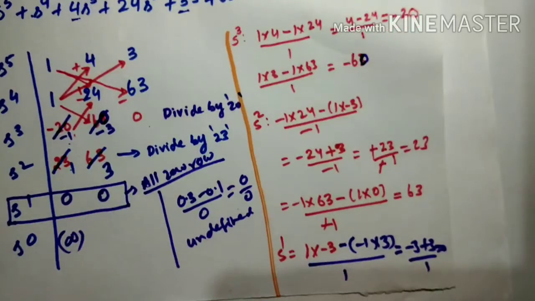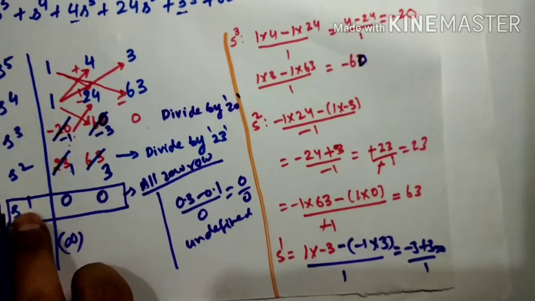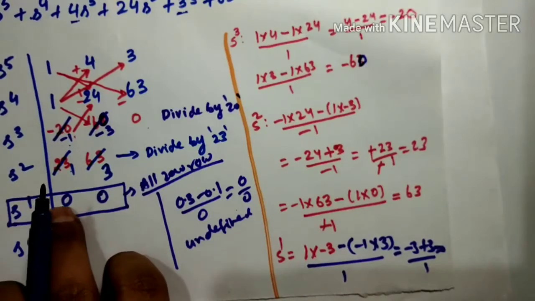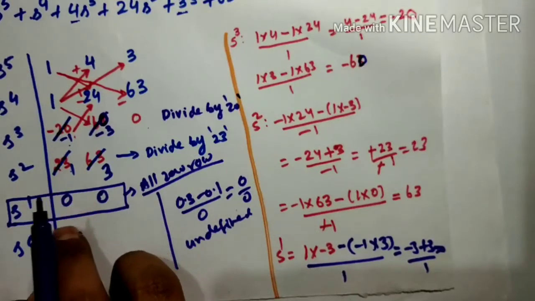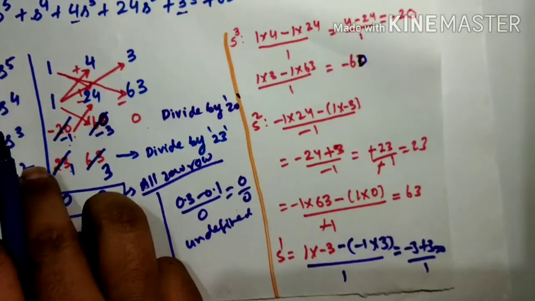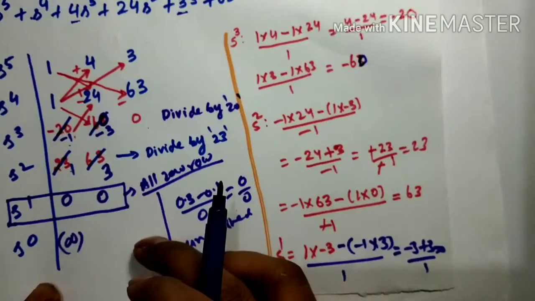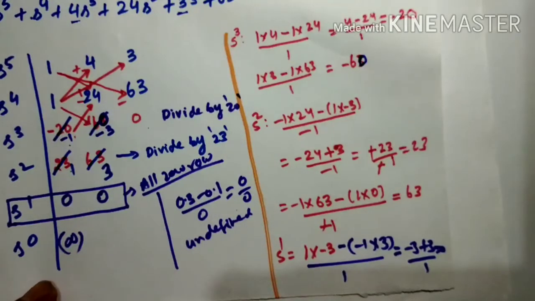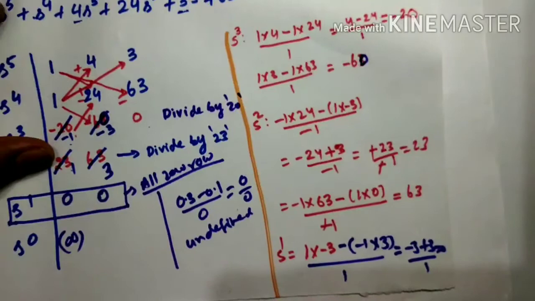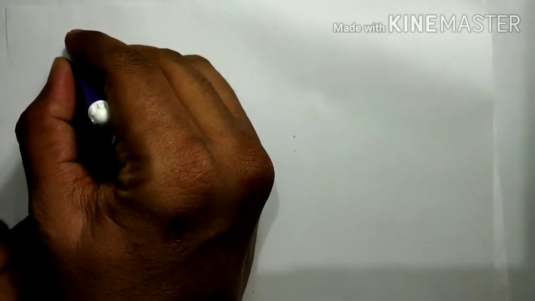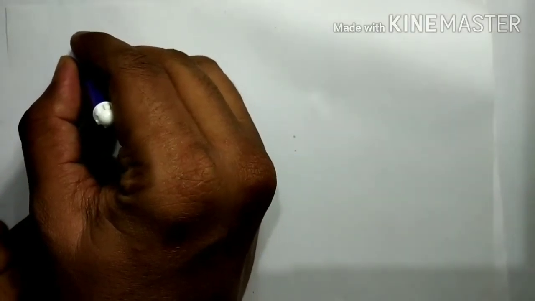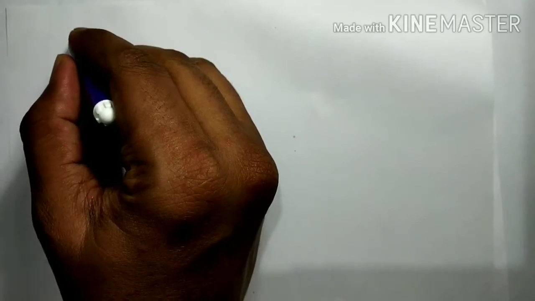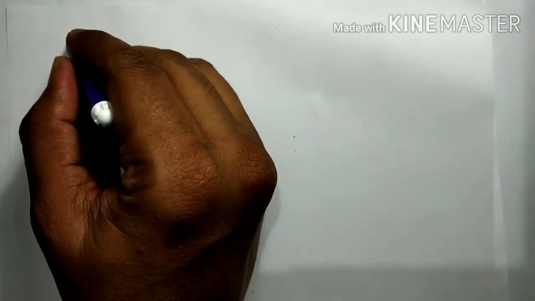So what do we have to do? Now, here the s power 1 row has become all zero. So what you have to take is the row above s power 1. What is there? S square. So we have to take the s square equation. So what is the s square equation? We say that it is an auxiliary equation.